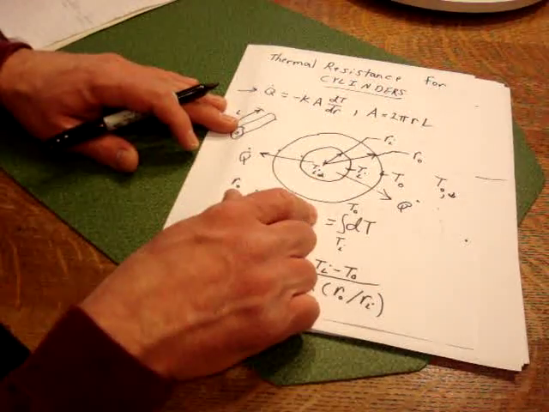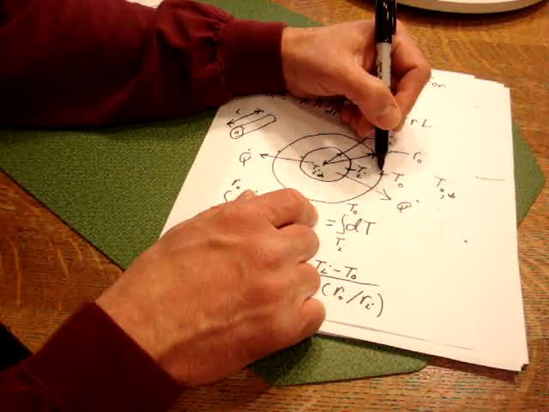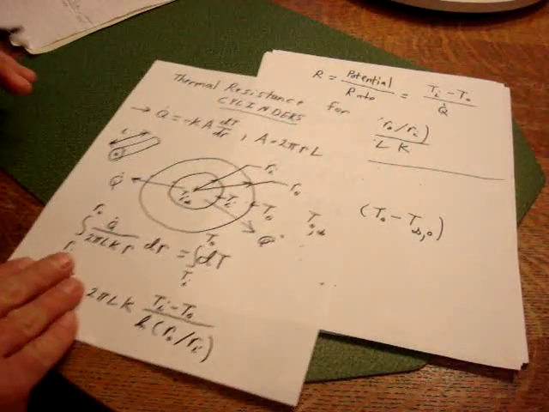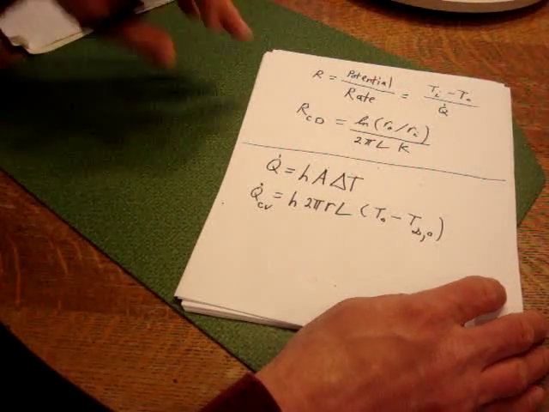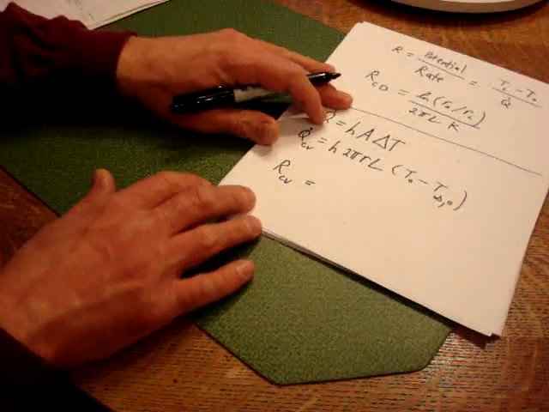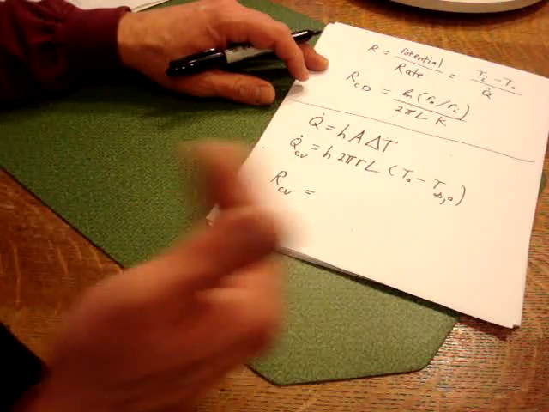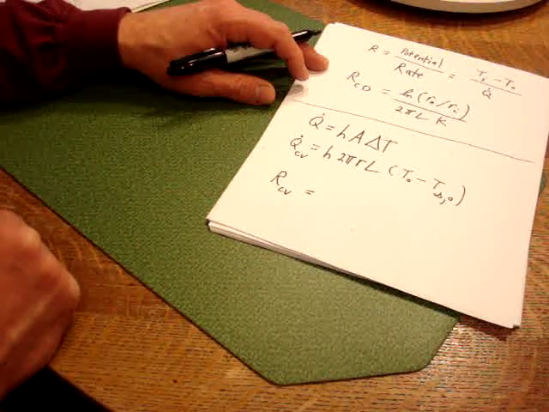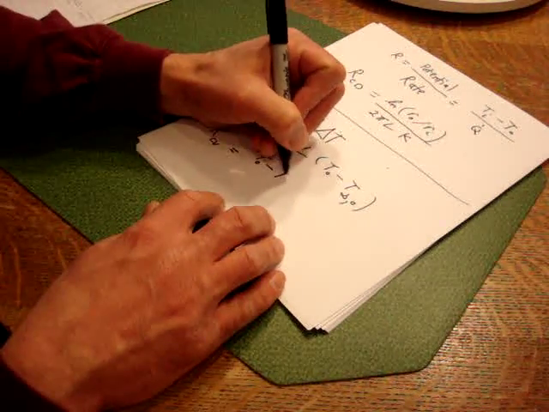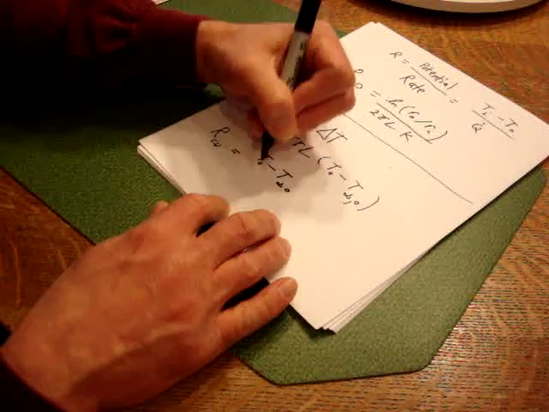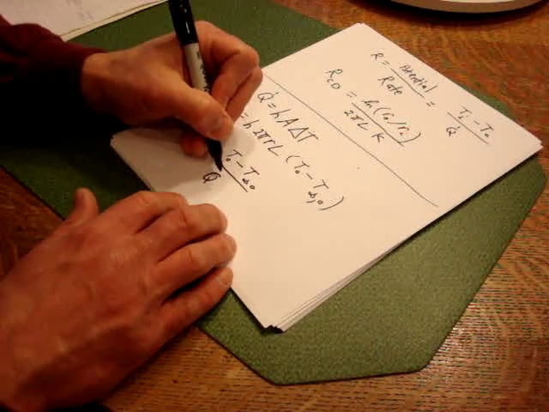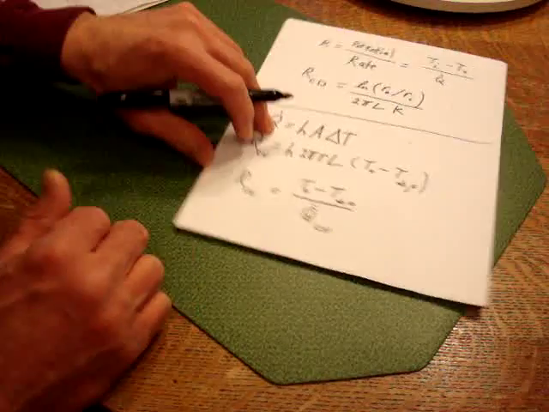So what's driving this convection is our potential here, which is T on the outside of the pipe minus T on the outside infinity. So here again, resistance due to convection is equal to potential divided by rate. And if we're talking about convection, that potential would be T on the outside minus T on the outside infinity divided by rate again, which is Q dot. I'm going to call it Q dot convection.